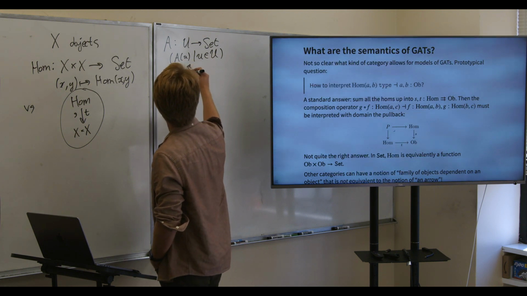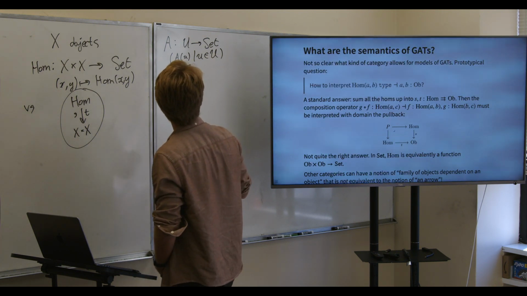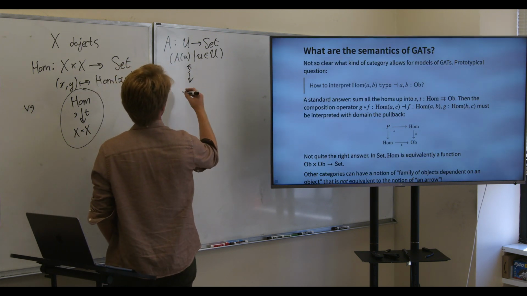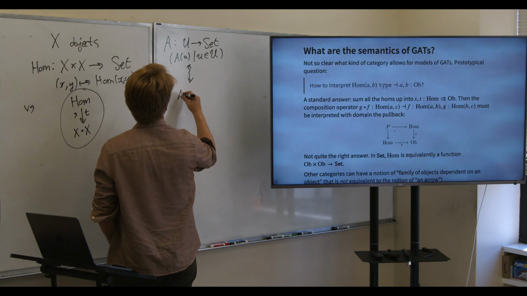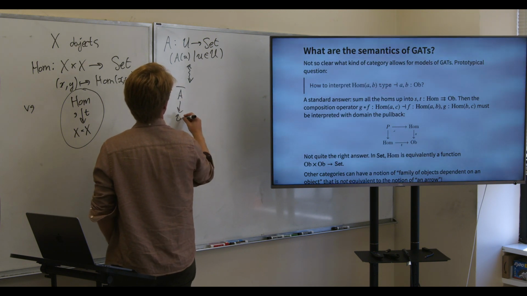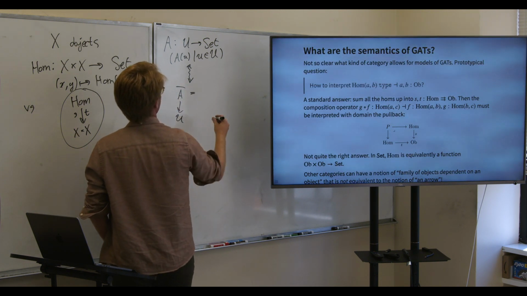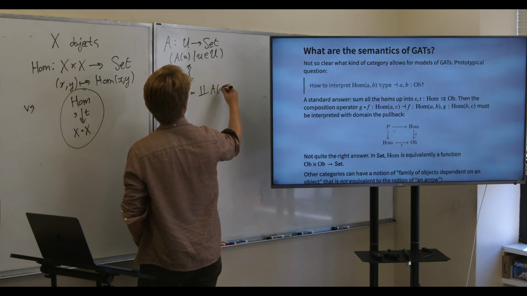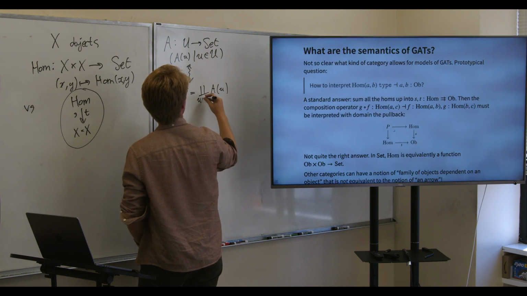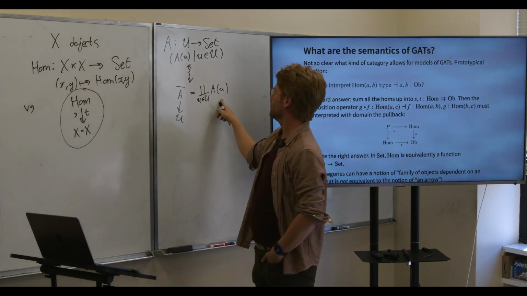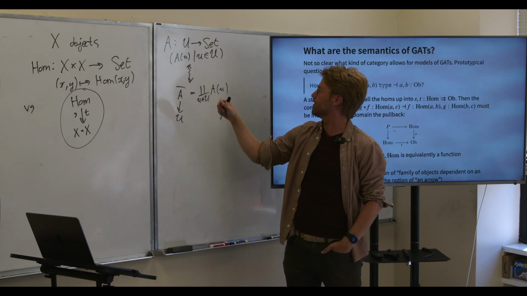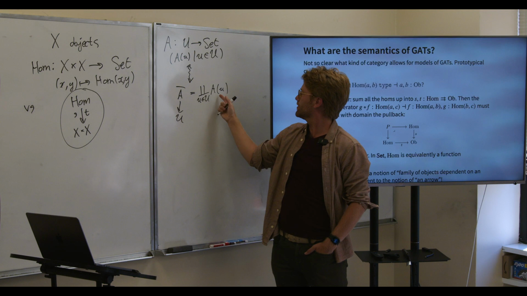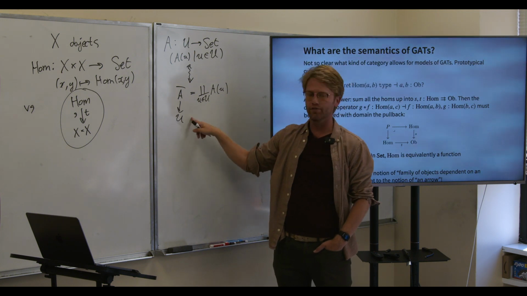that corresponds to the arrow to the fibered family of sets where A bar is just the disjoint union of all of those A of u's. You take all the values of this function in a set, disjoint union them, and there's a projection that sends A of u down to u.